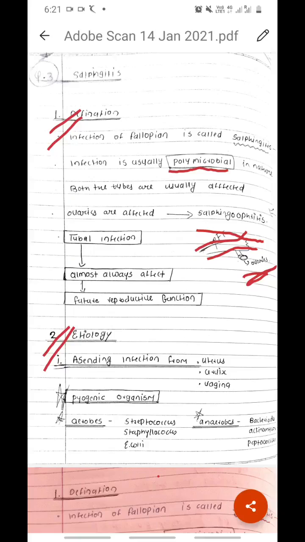Next we are going to discuss etiology, which means how the infection occurs in the fallopian tubes. So what are the causes of salpingitis? There are ascending infections from the uterus, cervix and vagina. As we all know, if the infection from the vagina, cervix and uterus ascends towards the fallopian tubes, it can lead to salpingitis. And these are the microbes which can cause salpingitis.